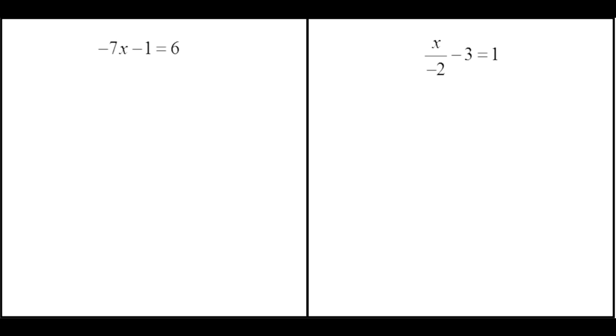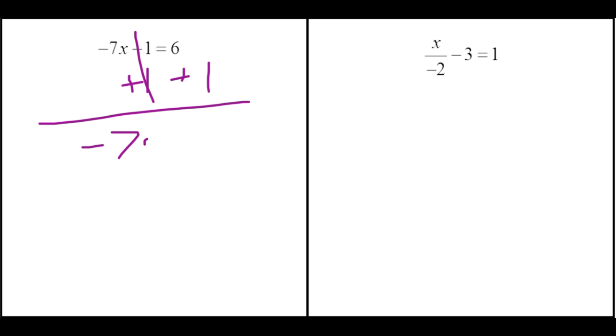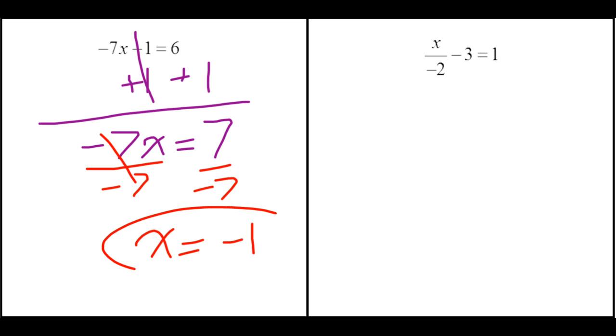So for the one on the left, again, we're going to add or subtract first. Add 1 to each side to get -7x, or rather properly the opposite of 7x, is equal to 7. Divide both sides by -7 and get x is equal to -1. We can verify that by plugging it back into the equation. -7 times -1 is +7. 7 minus 1 is 6.